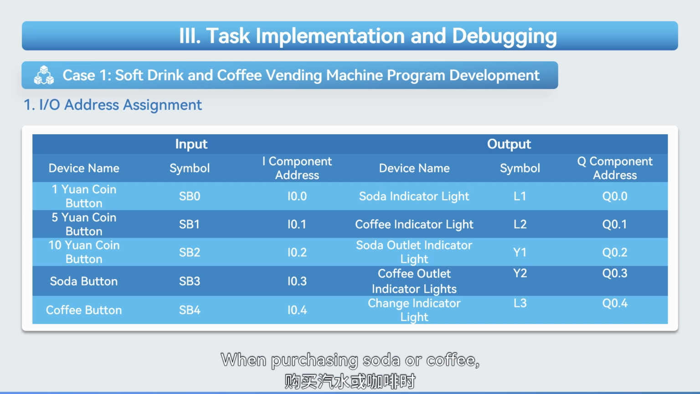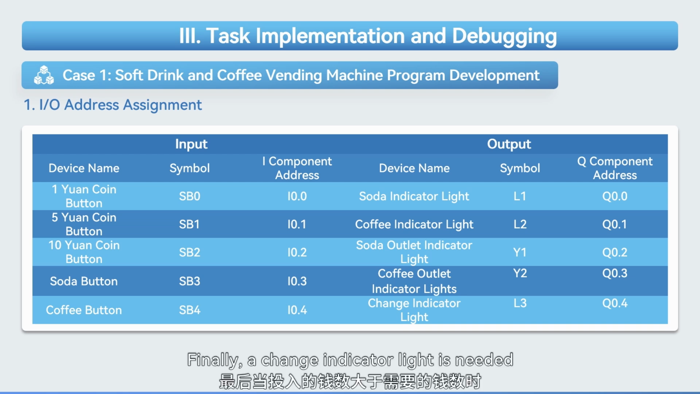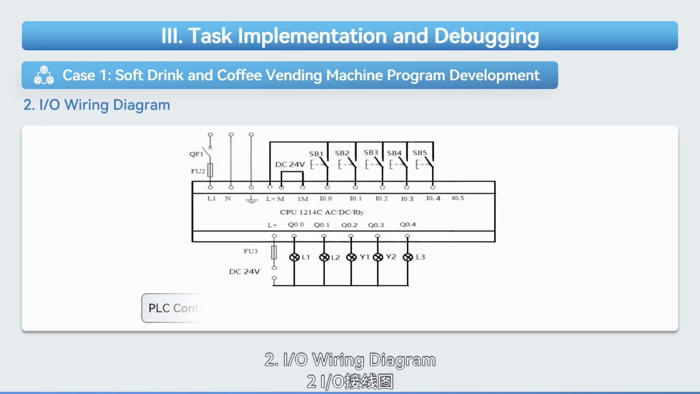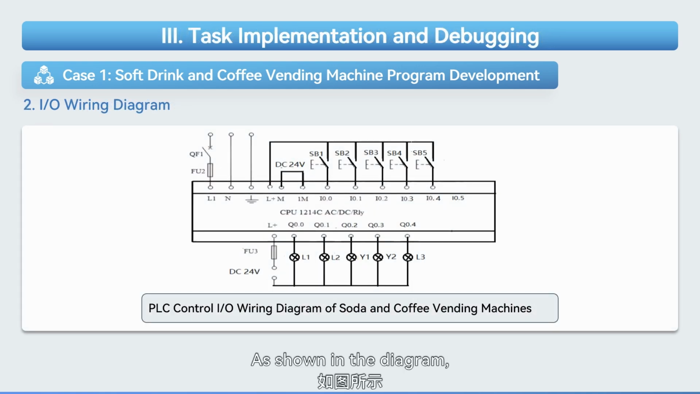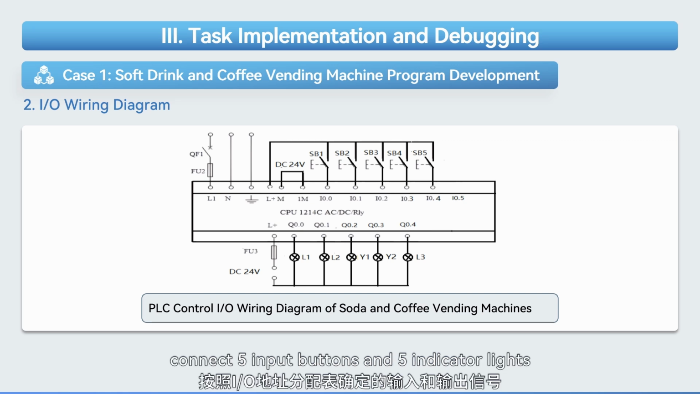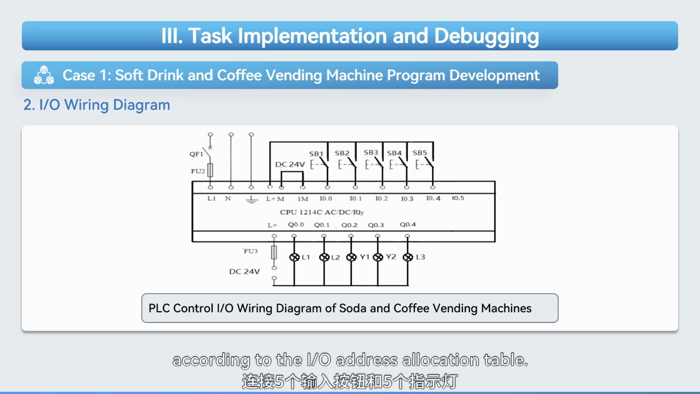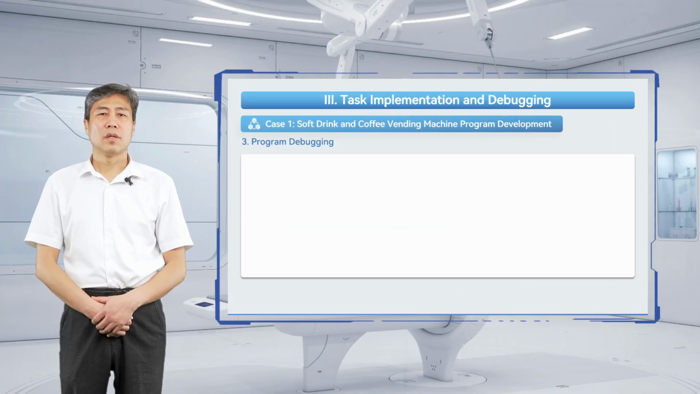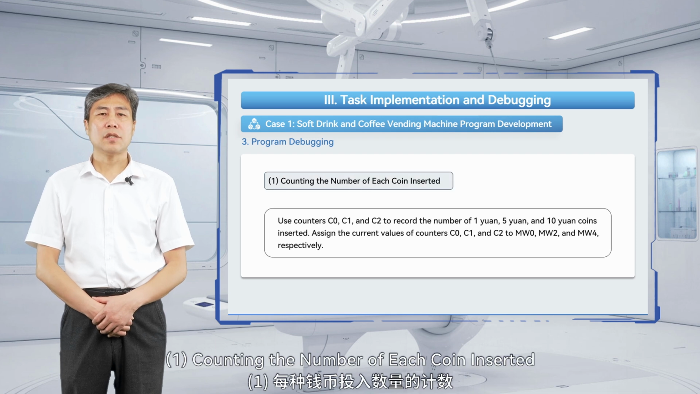When purchasing soda or coffee, there are indicator lights at the soda and coffee outlets, so 2 more outputs are required. Finally, a change indicator light is needed when the total value of the coins exceeds the amount required. In total, 5 output signals are needed, as shown in the table. 2. I/O wiring diagram. As shown in the diagram, connect 5 input buttons and 5 indicator lights according to the I/O address allocation table. 3. Program debugging. 1. Counting the number of each coin inserted.